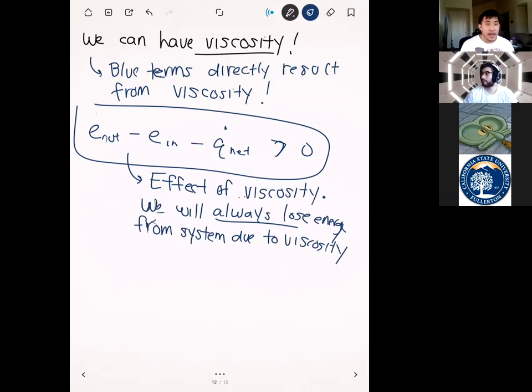And what this tells us is that viscosity doesn't affect the pressure, it doesn't affect the velocity, it doesn't affect the gravity. What this affects is the internal energy. So this energy lost will always come in the form of heat. Okay?